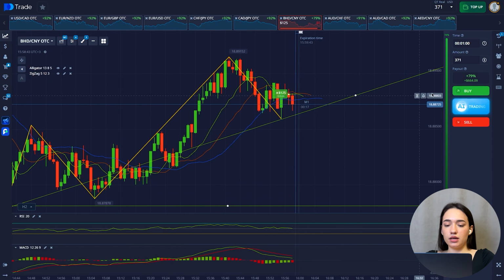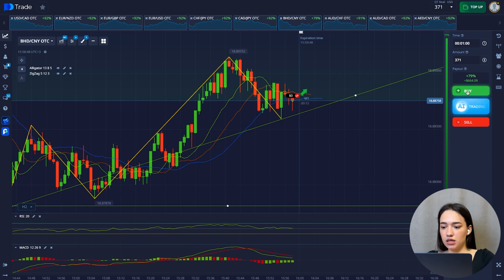All right. One moment. At the start of the new candle we will open the third position, and just a few seconds are left. We need to wait.